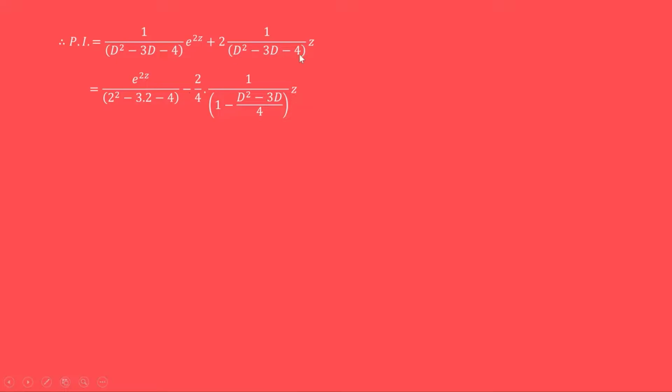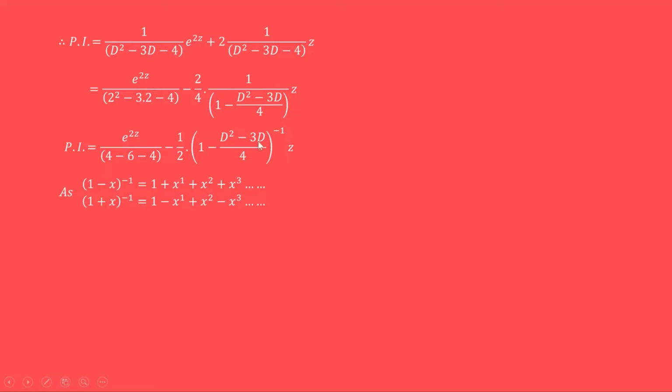Now in the second term, see this denominator, take out minus 4 as common. So we get minus 2 by 4, 1 upon 1 minus (D squared minus 3D upon 4), and this z as it is. And so P.I. is equal to e raised to 2z upon minus 6, minus 2 upon 4, which is 1 upon 2. Transfer this denominator to the numerator, and so we get (1 minus (D squared minus 3D) by 4) raised to minus 1 into z.